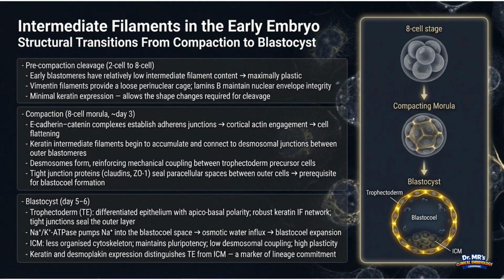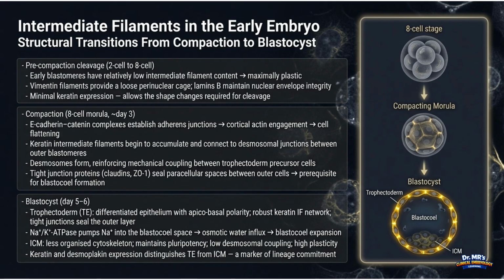Notice, however, how the inner cell mass, the ICM, behaves completely differently during this time. The cells trapped on the inside remain relatively disorganized. They maintain very low desmosomal coupling, low keratin expression, and high plasticity. They've absolutely not committed to being a tough, rigid outer shield.